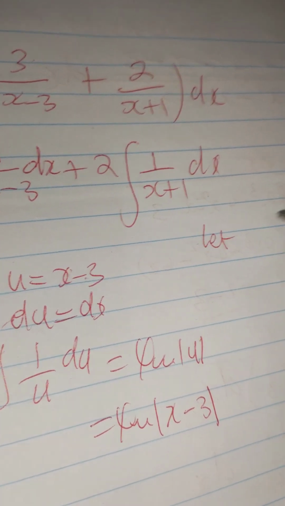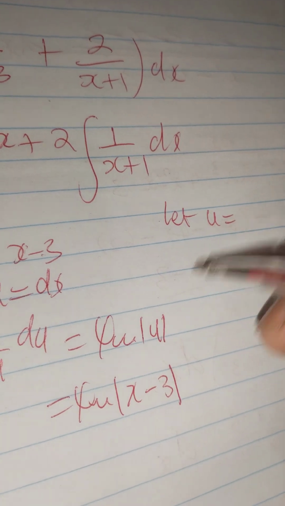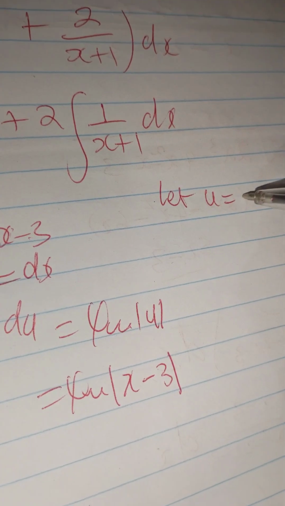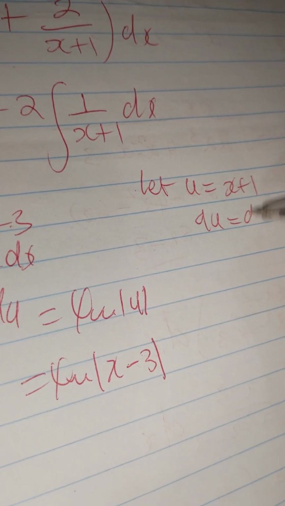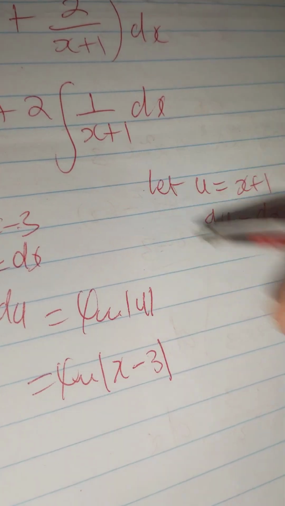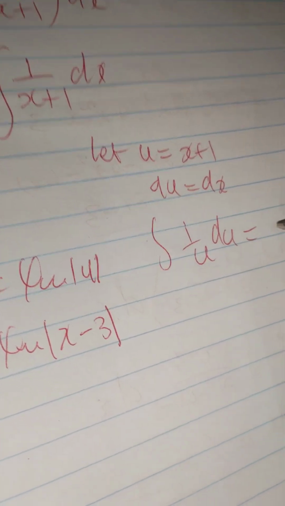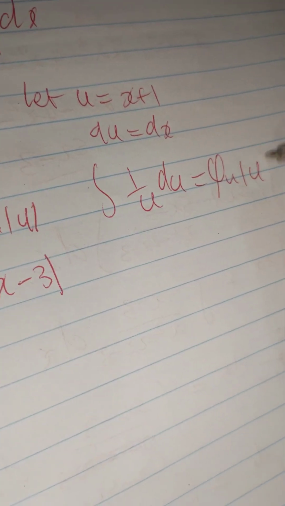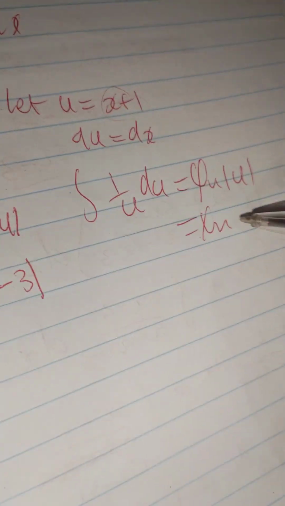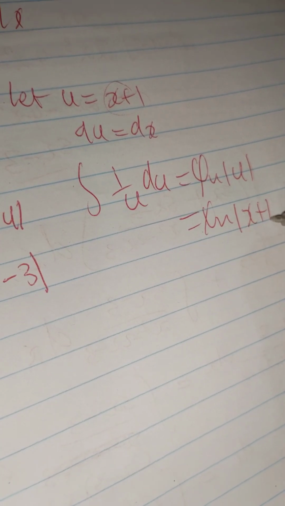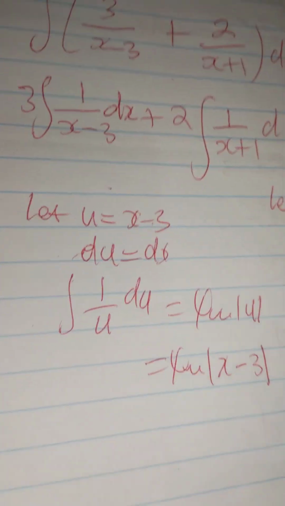Then you do the same thing on this part. You're going to let it maybe be what? u also, or you can use different letters, but I'm just going to use the same letter. Then x plus 1, then du is going to be dx, and then that integral is just going to be the integral of 1 over u du, which is just ln u. Then you substitute your u back, you're going to have ln x plus 1.